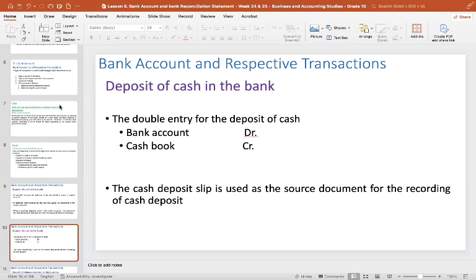And in the cash book, what happens? Cash balance is going down, cash is an asset, and when an asset is going down, we are crediting the account. And as the source document, we will be using the cash deposit slip for the recording of these cash deposit transactions. Cash deposit slip is a source document. What is the source document? Cash deposit slip. Okay.